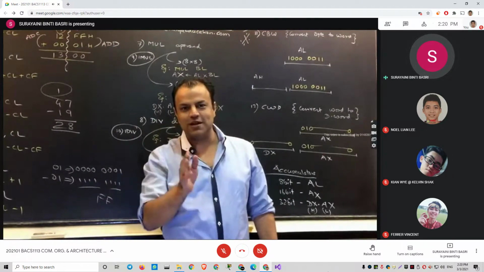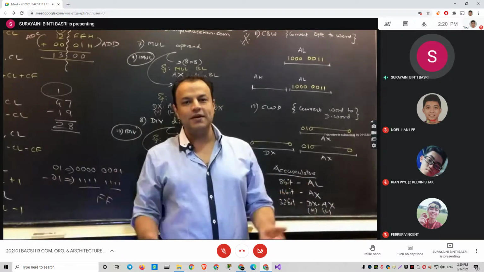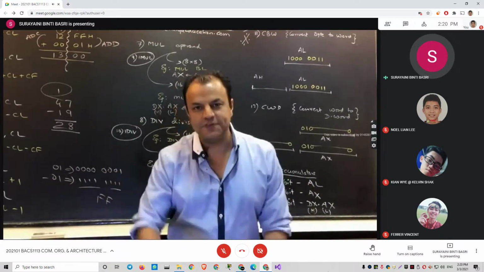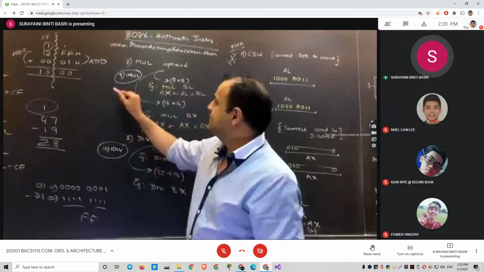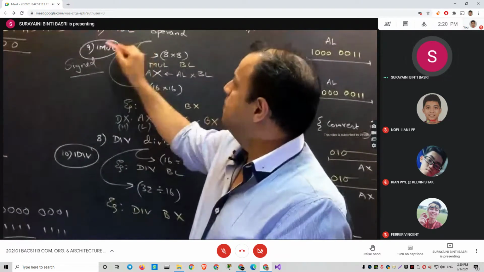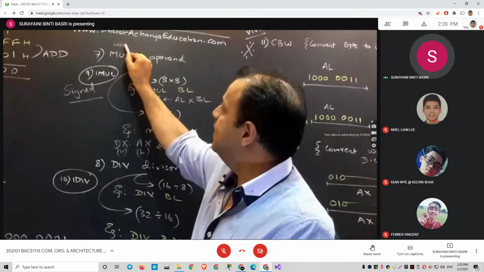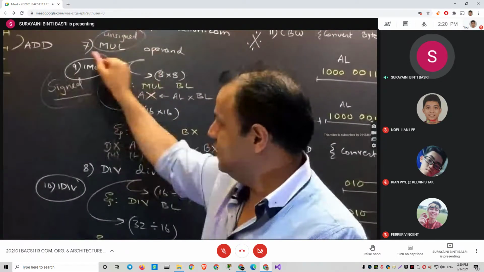So a system which allows both positive and negative numbers, in our subject is called the signed system. In general mathematics, that's called the integer system. So IMUL is integer multiplication. That means this is used when you want to multiply signed numbers. MUL is used when you want to multiply unsigned numbers. Get this clear.